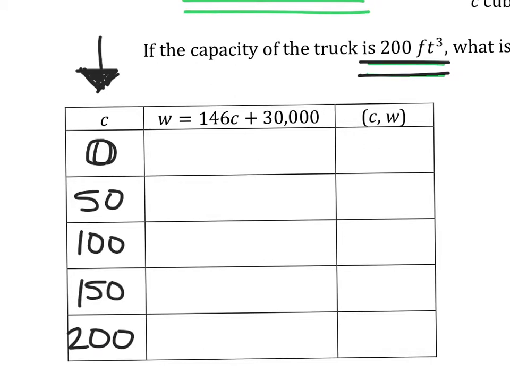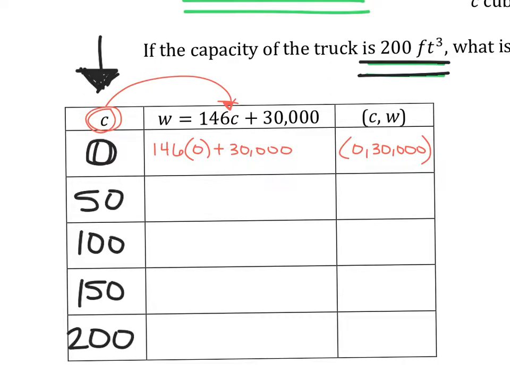Okay, so if this is the setup, we're going to take all of the C values and plug them into our equation, okay? So it's going to be 146 times what? Times 0 plus 30,000. Well, when you plug that in, 146 times 0 is 0. When we add the 30,000, it's 30,000. So my point is 0, 30,000. You've got to be real specific with your numbers, right?